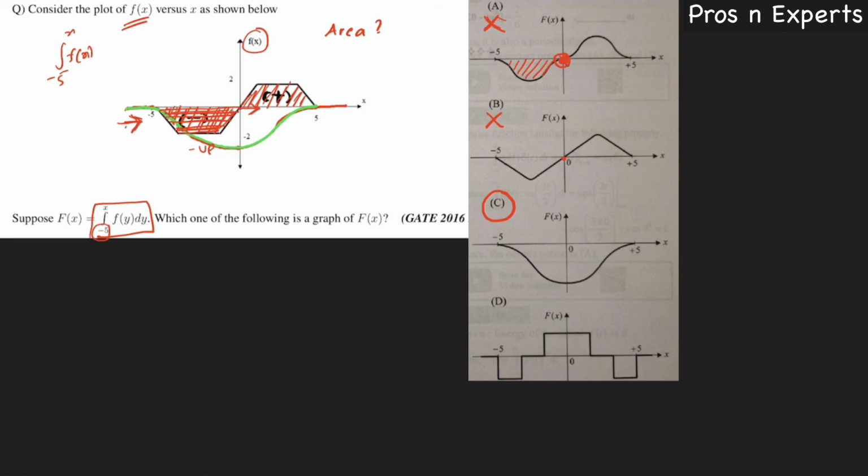At x equal to 0, they have shown that the area is 0, which is not correct, and option C is the correct option. And what about option D? This is never acceptable, because we have area 0 at this portion. It is definitely not 0 in the question. So the correct option is option C.